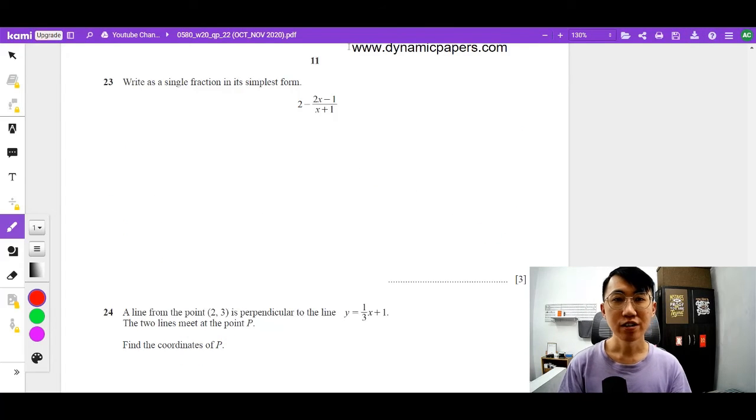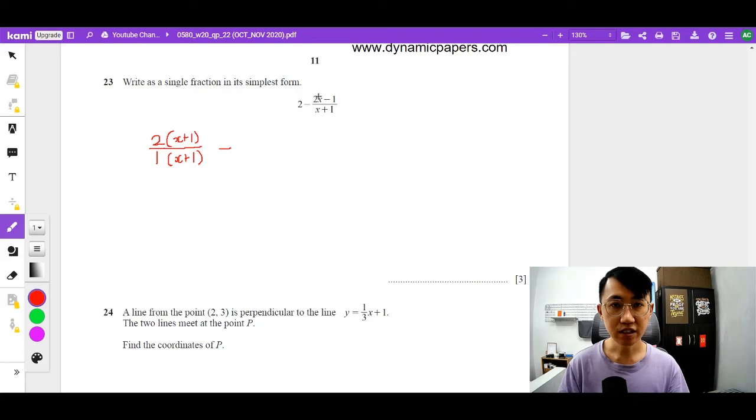Question 23. So write as a single fraction in the simplest form. Teacher can see that this is actually a whole number, and the other side is a fraction where the denominator is x plus 1. So what you gotta do is manipulate this number into a denominator of x plus 1 also, okay? So what I can show you right now, this 2 you write as 2 over 1, okay? 2 over 1 is same as 2, right? And you can go ahead and multiply x plus 1 top and bottom. Top and bottom.